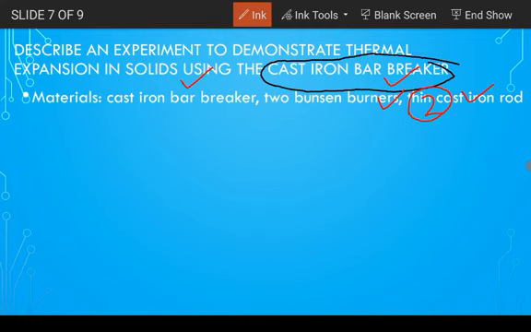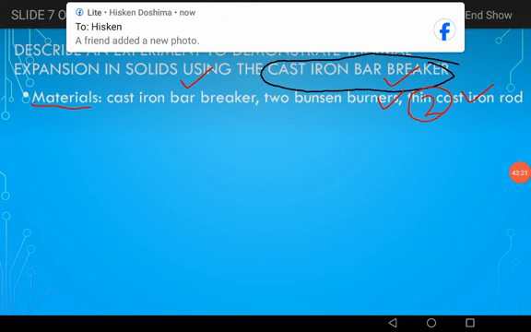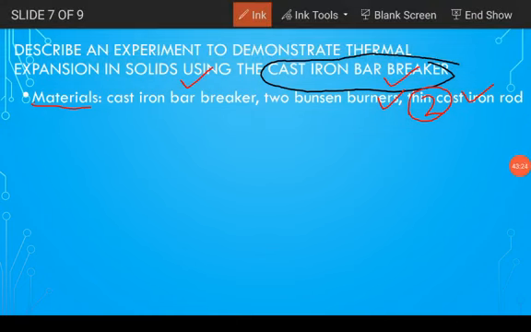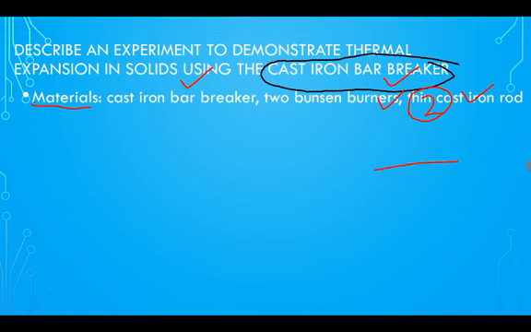So we are saying mention all the materials. But sometimes you can skip mentioning the materials. You just go straight to the procedure, and mention those materials that will be needed as you are describing the procedure. You still get marks for mentioning those correct materials. All right. That's very, very important.